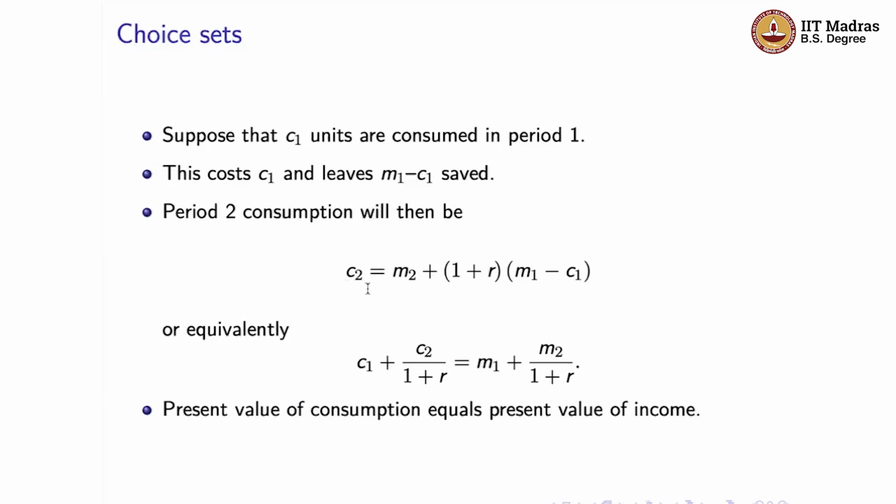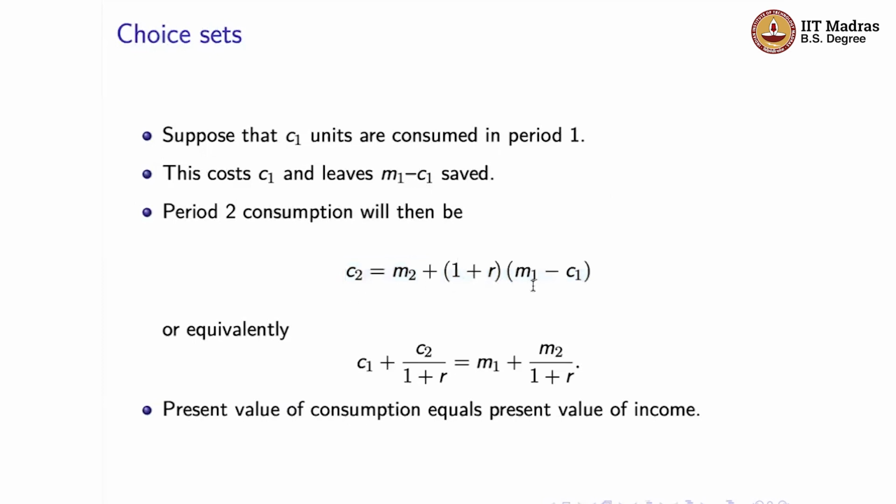And so your second period consumption is given by this expression. In case this appears confusing, I encourage you to write down two separate cases: one in which M1 minus C1 is positive, in which case you would be saving, and you can write down what the consumption in the second period will be and show that this is the expression you get. And in the second case, M1 minus C1 is negative, in which case you are borrowing, and therefore you have to repay some money, and so you get this. So this is the same expression that you would get in both cases.